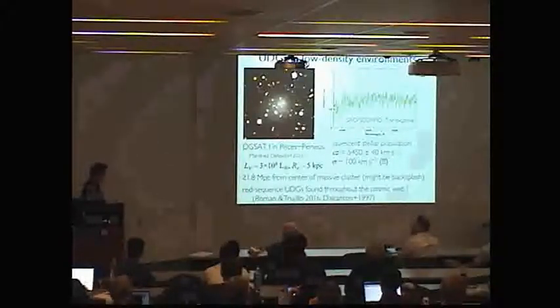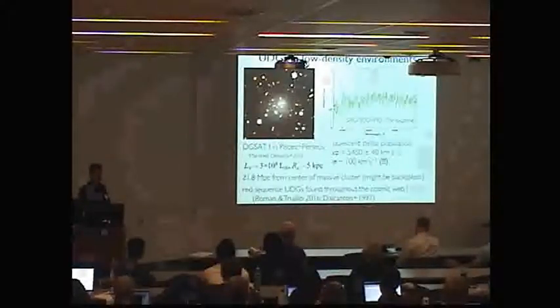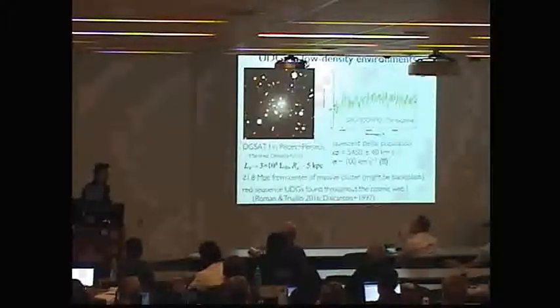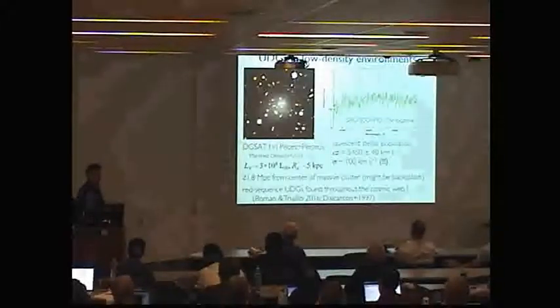But after that, other work came out from Roman and Trujillo finding these all over the place throughout the cosmic web, in group lower density environments, going out into the filaments from clusters. So they seem to be everywhere. And as I showed on the first slide, Julian Dalcanton found these in the field 20 years ago.